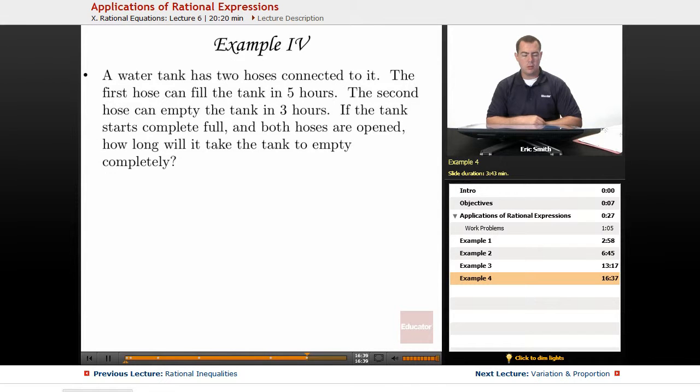In this last example, we're going to look at a water tank that has two hoses connected to it. Now, even though this isn't a work problem, you'll see that we can set it up in much the same way. So let's go ahead and give it a read.